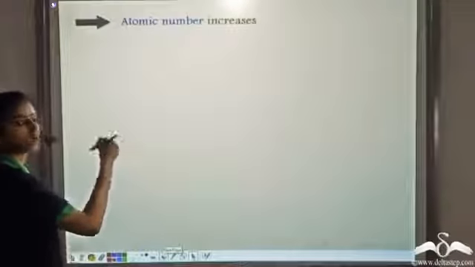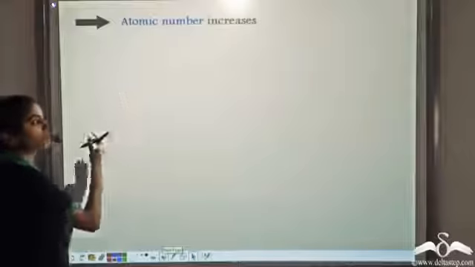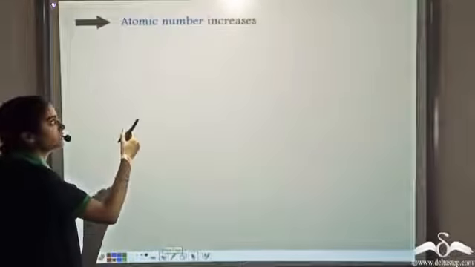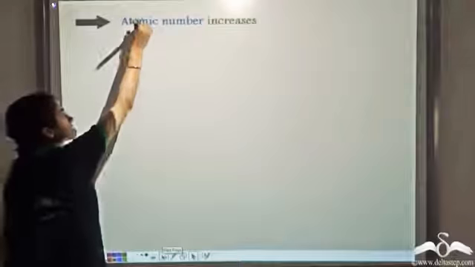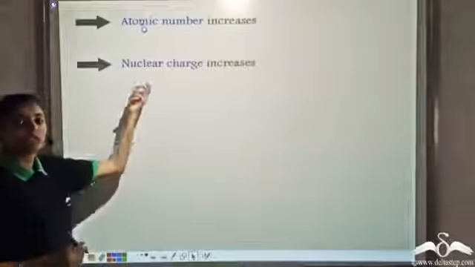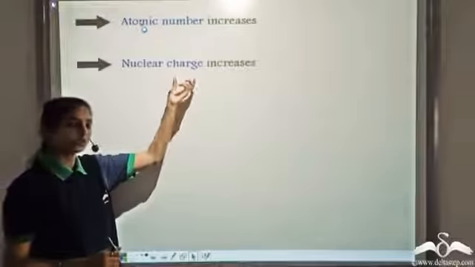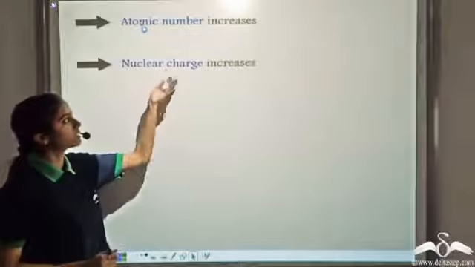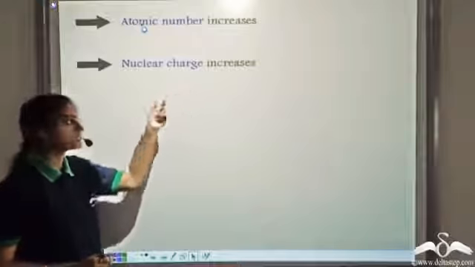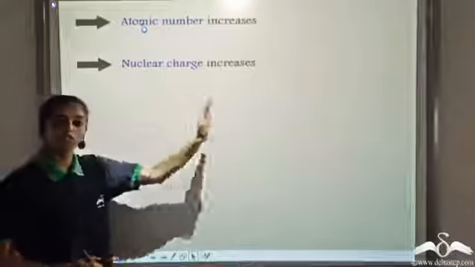Again, let's revisit how this happens in a period. Moving from left to right in a period, the atomic number increases. This leads to increased nuclear charge, as nuclear charge depends on the charge of protons. So as the number of protons increases, the nuclear charge also increases on moving from left to right in a period.